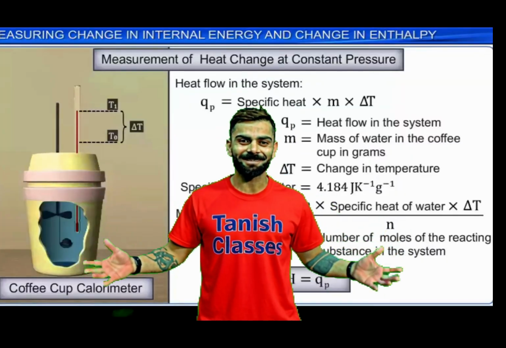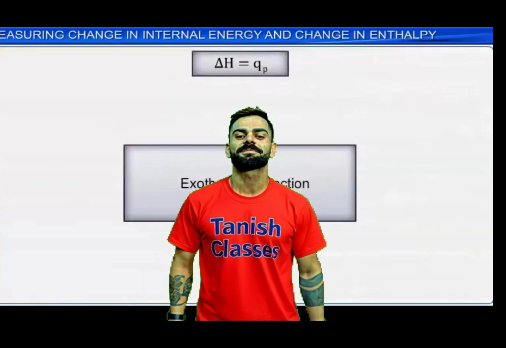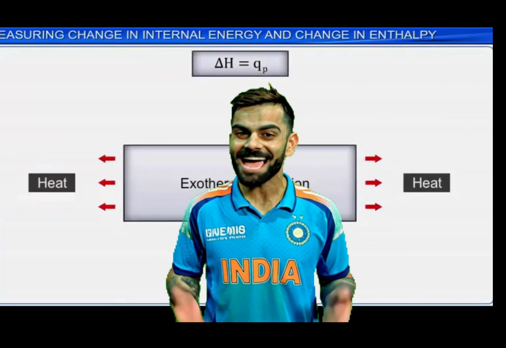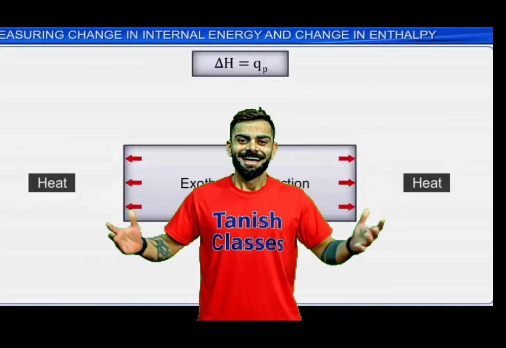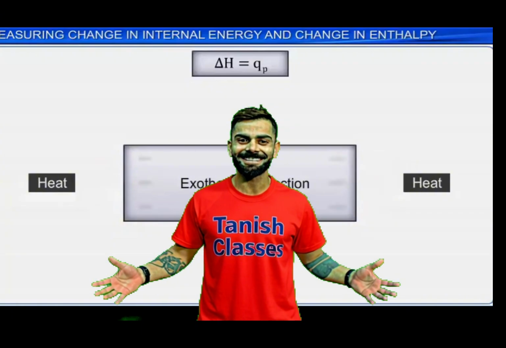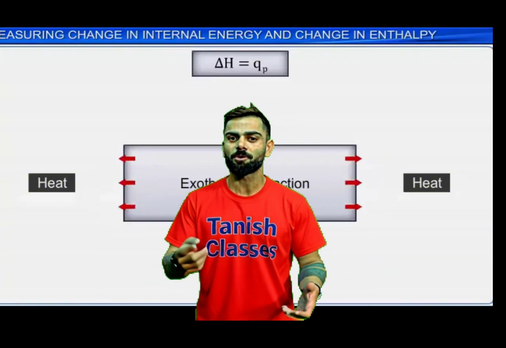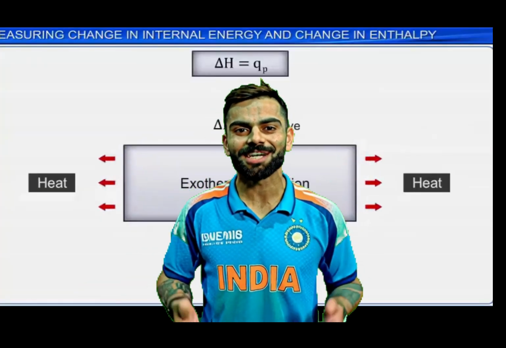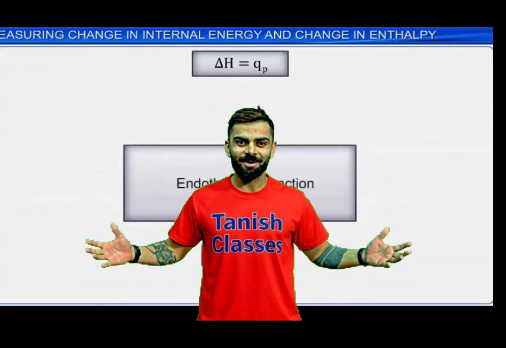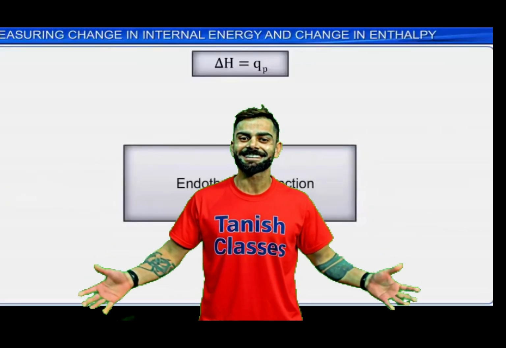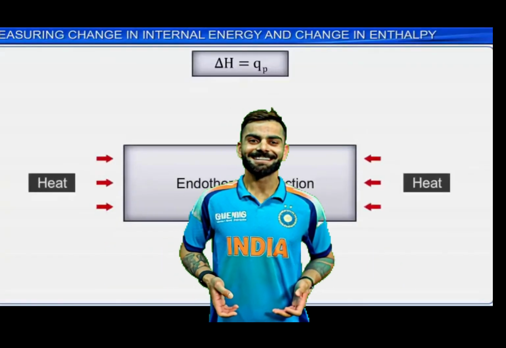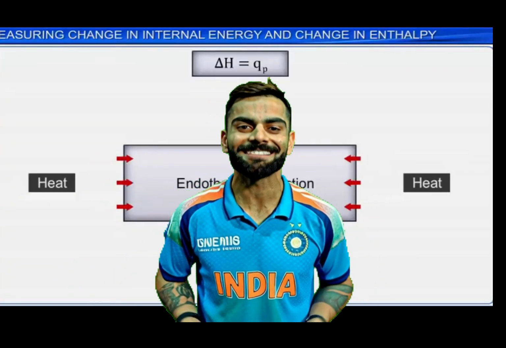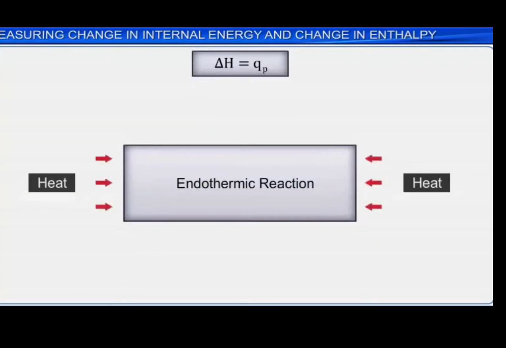In an exothermic reaction, heat is evolved and the system loses heat to the surroundings. Therefore, Qp as well as enthalpy change delta H is negative. Similarly, for an endothermic reaction, heat is absorbed by the system from the surroundings, and therefore Qp as well as the enthalpy change delta H will be positive.